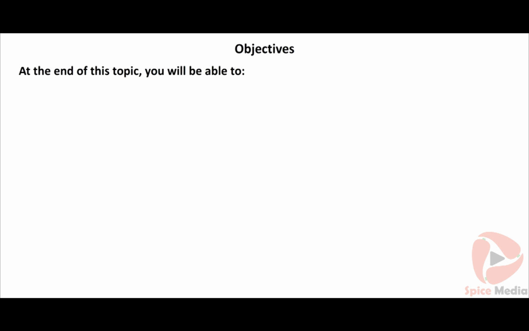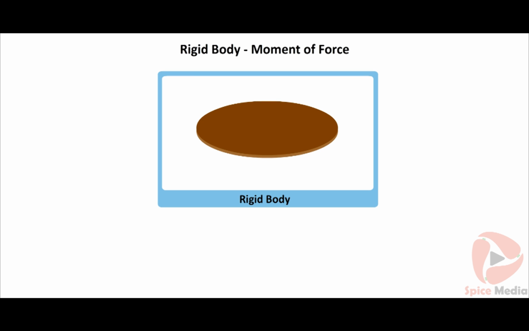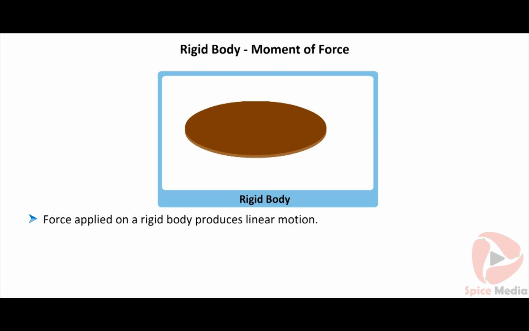At the end of the topic, you will be able to define moment of force, identify couple. Let us take a rigid body, say, a thin sheet of cardboard. When the cardboard is pushed, it moves in a straight line. Thus, we can say that force applied on a rigid body produces linear motion.